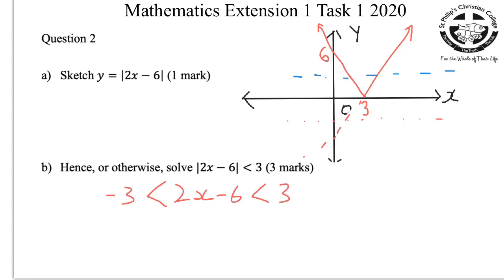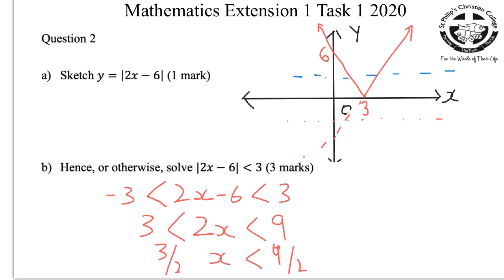It's just not going to get you both parts of your solution. I'm going to add 6 to all 3 parts here. So I'm going to have 2x is therefore between 9 and 3. And by halving everything, x is between 9 over 2, or 4.5, and 3 over 2, or 1.5. And we can see that kind of makes sense here, right? This is the bit of my solution I'm looking for.